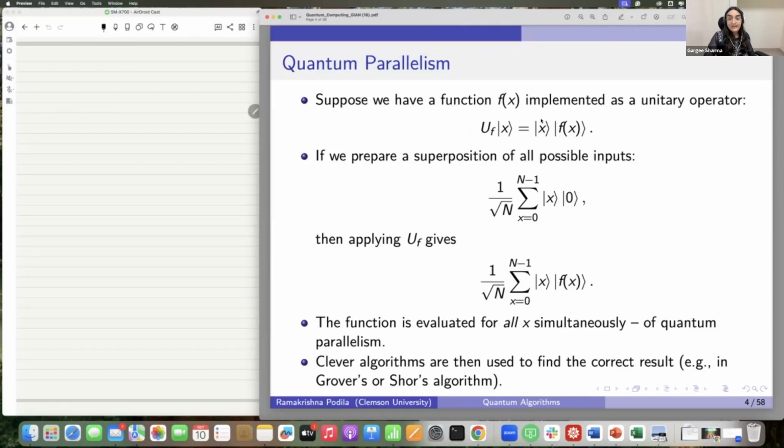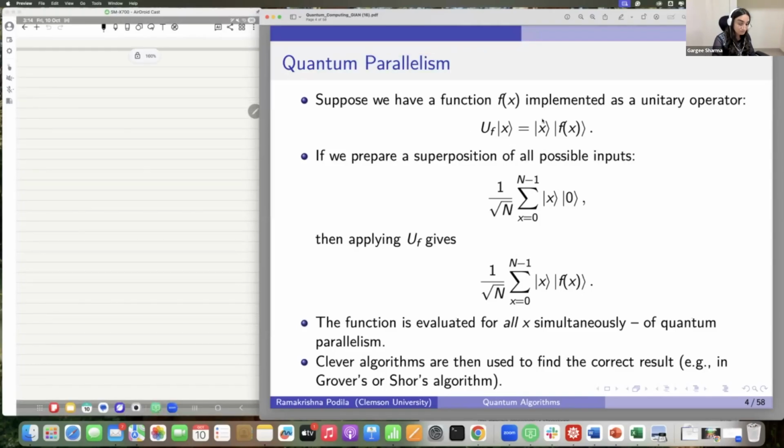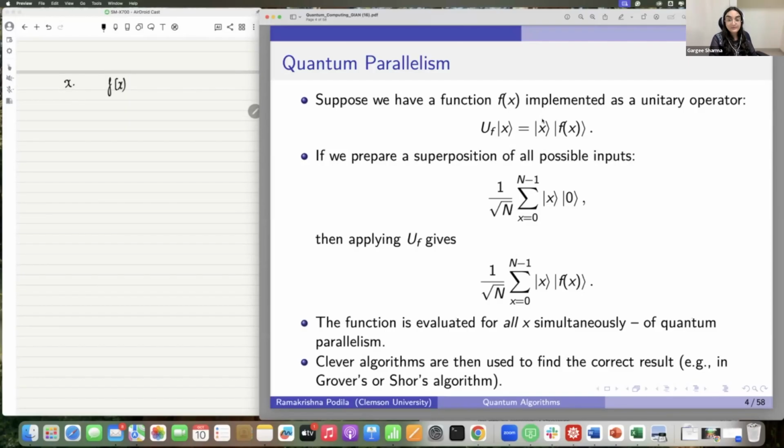Okay, so let's say you have some input x, and you want to find the value f of x, where f is some function. What you would ideally do is plug in some value of x and then find the value of f of x, right? For each value of x you'll have to do it. If you want to do it for 1,000 values of x, you'll have to do it 1,000 times to find f of x, right?